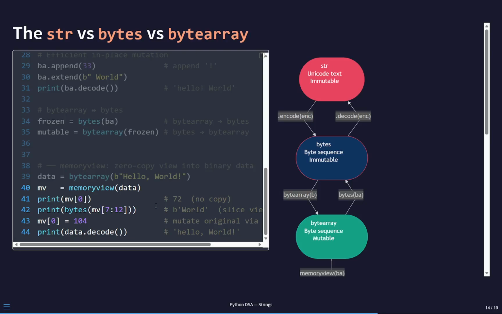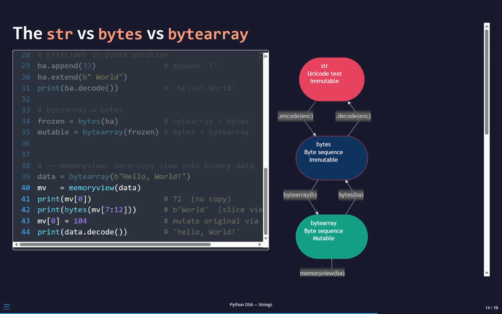memoryview provides a zero-copy view into binary data. Slicing a memoryview doesn't copy the underlying bytes. You're just creating a view over a different region. mv[0] = 104 mutates the original bytearray through the view. Essential for high-performance binary protocols.